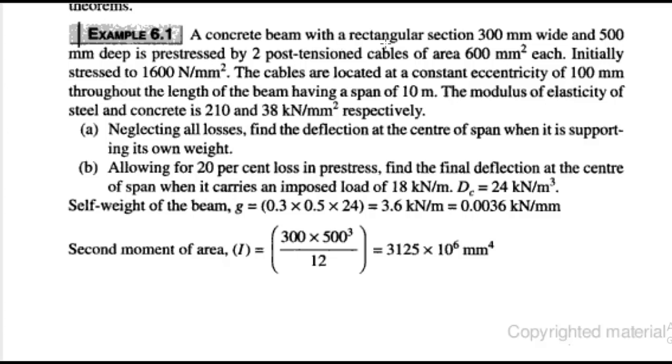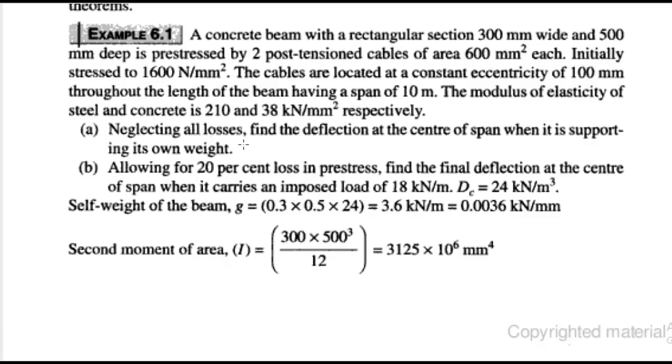A concrete beam with a rectangular section 300 mm wide and 500 mm deep is pre-stressed by two post-tensioned cables of area 600 mm square each, initially stressed to 1600 Newton per mm square. The cables are located at a constant eccentricity of 100 mm throughout the length of the beam, having a span of 10 meter. The modulus of elasticity of steel and concrete is 210 and 38 kN per mm square respectively.